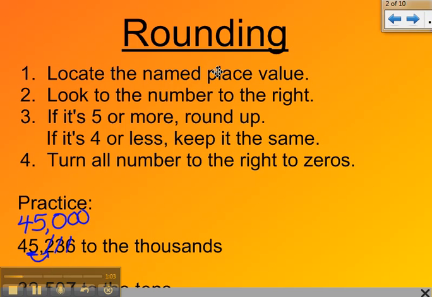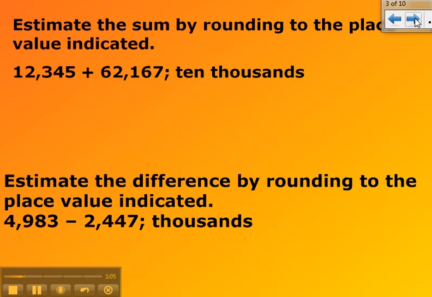Now that we remember how to round, we can move on to estimating. When we estimate, we're going to round to the indicated place value. So if I have 12,345 plus 62,167, and I want to round to the 10,000s place, I need to first locate my 10,000s place. In this problem, it's going to be the 1, and here it's going to be the 6.